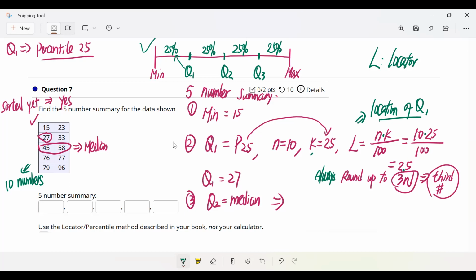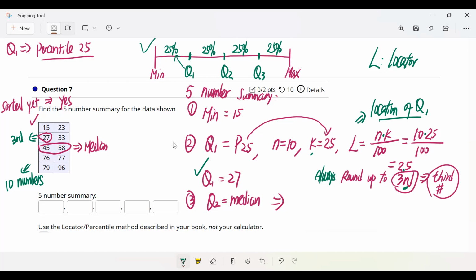Professor, how do you find quartile 1, 27? Once we round up the number, we go back to the numbers. So 15, 23, 27 is the third number. That's why it's quartile 1, the third number. Got it. And so that's quartile 1, we take care of that.